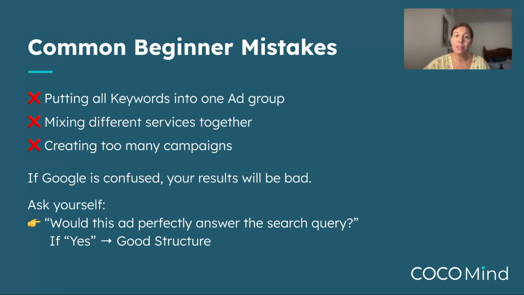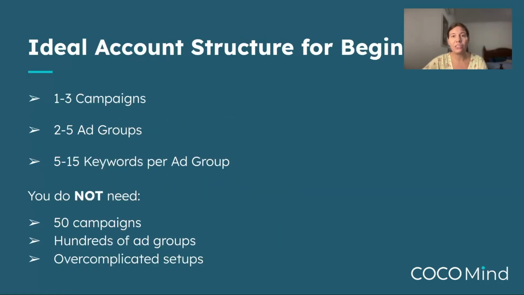So before you set up a campaign, please ask yourself, would this ad perfectly answer the search query? If yes, that's a good structure. If no, it's not. How does the ideal account structure for beginners look like? You should set up 1 to 3 campaigns and 2 to 5 ad groups, not more than that. In the ad groups, there should be 5 to 15 keywords, and they should be highly relevant and closely related. You do not need to set up 50 campaigns, hundreds of ad groups, and overcomplicated setups.